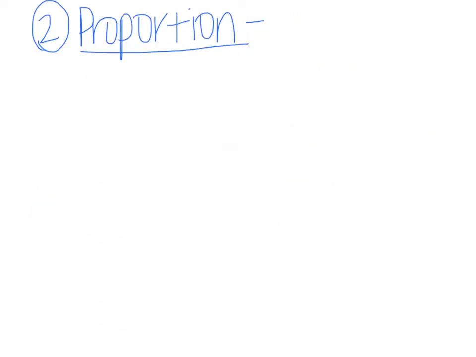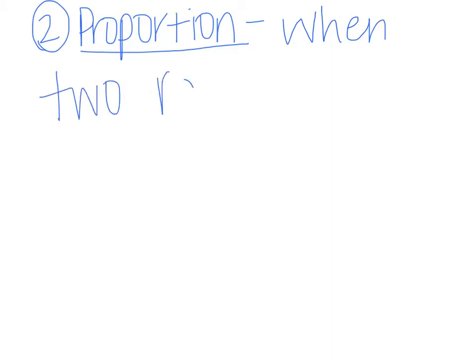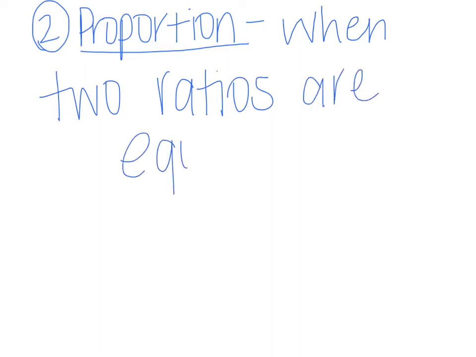Our second definition is going to be proportion. A proportion is going to be a statement of equality. So when two ratios are equal. So we usually set up proportions to find missing values.